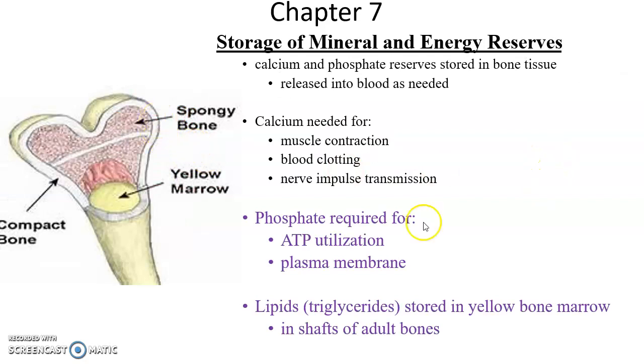The phosphate is also important. Phosphate is needed in the production of ATP and use of ATP by our cells, and also is used to form the phospholipids in the plasma membrane. And of course, the triglycerides, those lipids, are stored as an energy source in the shafts of adult bones.